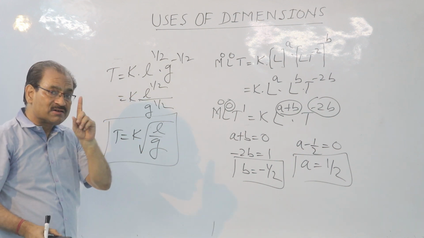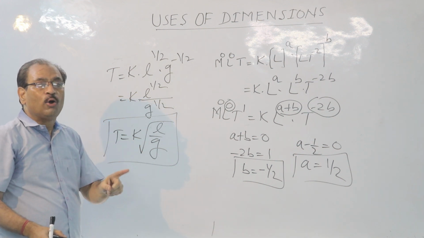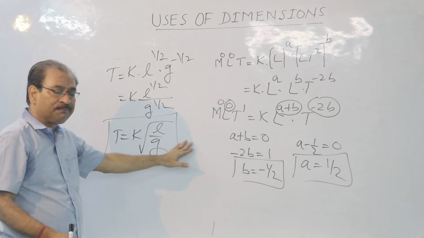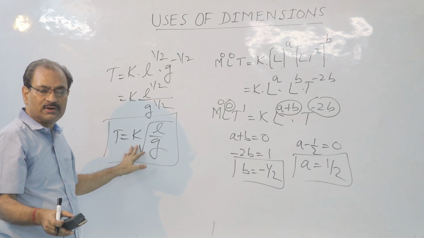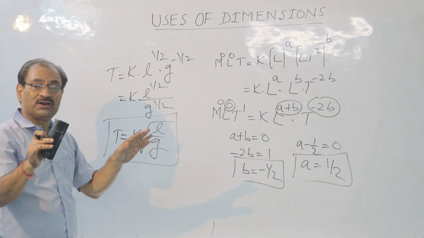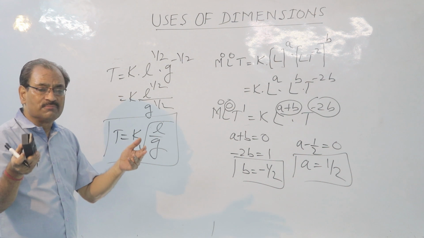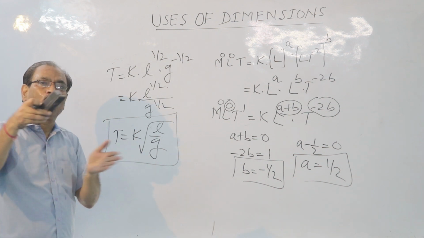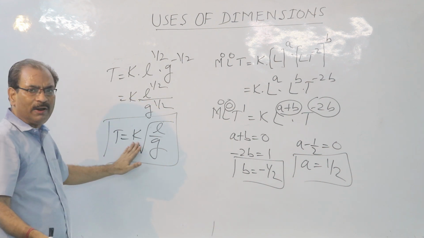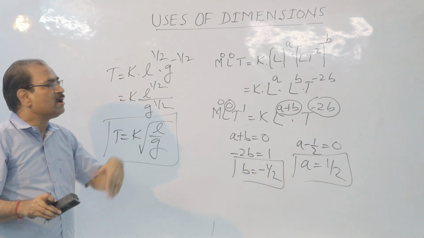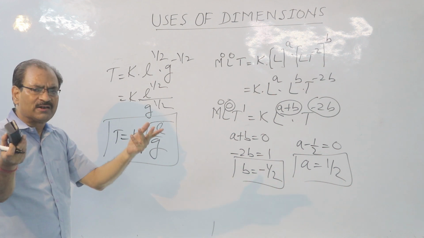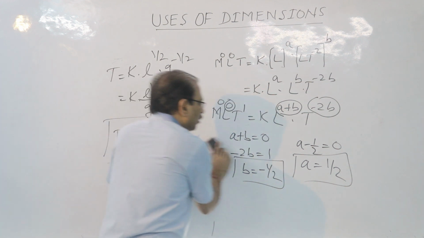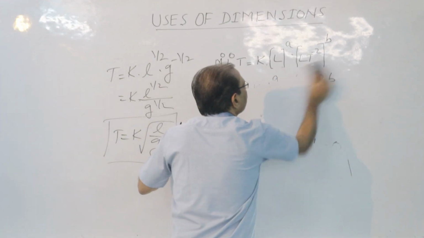And remember, I must tell you one drawback of dimensions. Dimensions cannot tell you the value of these constants. This is the drawback. There is an important question which comes in the examination. Write the drawbacks of dimensions. This is one drawback. Now, very quickly, this is one example I have quoted. Let me quote another example. Okay, another example.